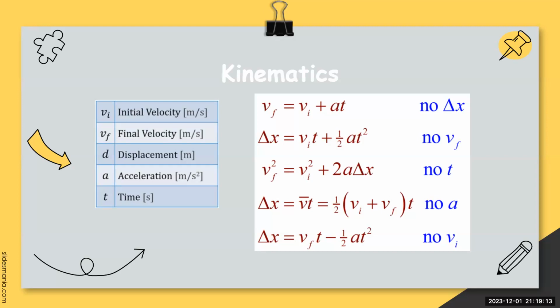So we have the final velocity equals initial plus acceleration times time, and then displacement equals initial velocity times time plus 1/2 at squared. And then vf squared equals v0 squared plus 2a times displacement x. That one doesn't have time in it. And then displacement equals 1/2 times v initial plus v final times time. That one has no acceleration. And then displacement equals v final times time minus 1/2 at squared. That one has no initial velocity. So when doing these problems, you can keep these equations in mind.